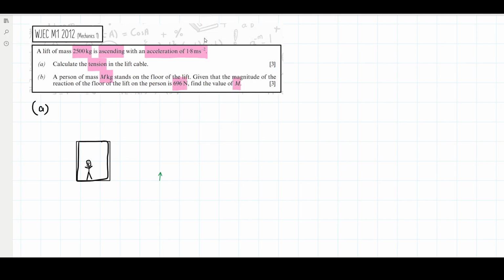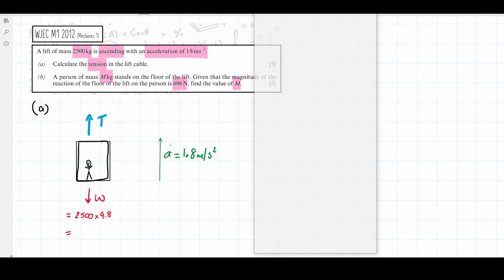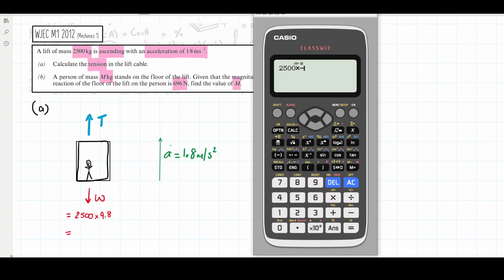So we're going to label the direction of motion as upwards, with the acceleration 1.8 meters per second squared. We've got the tension in the lift cable acting upwards, and then we've got the weight of the lift acting downwards. We can work the weight of the lift out by multiplying 2,500 by 9.8. Going to need to go into the calculator. It's going to give us a weight of 24,500 newtons.